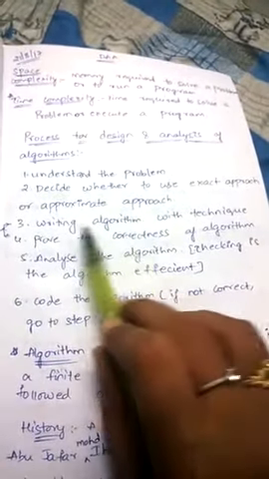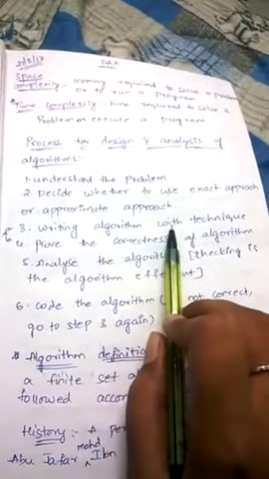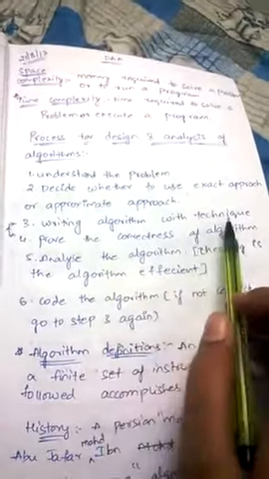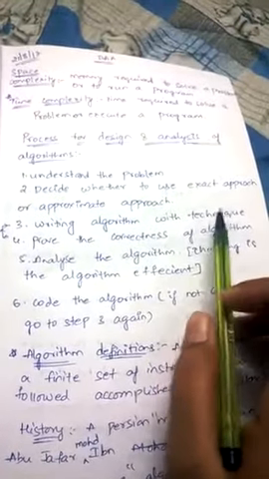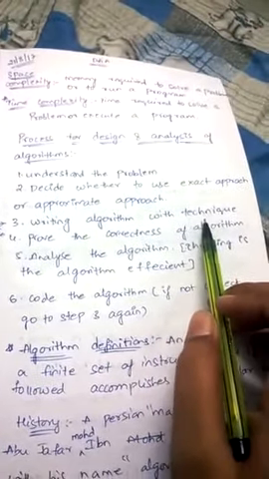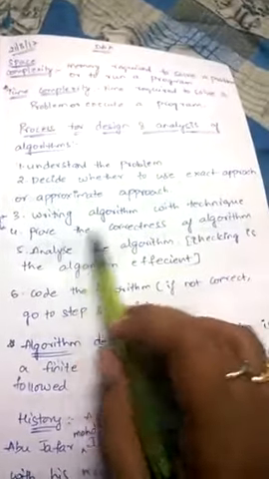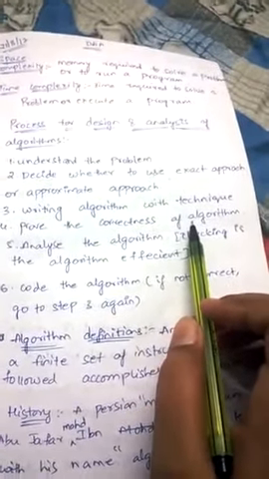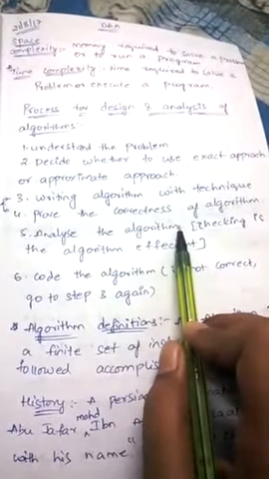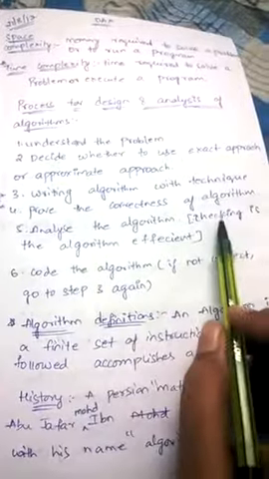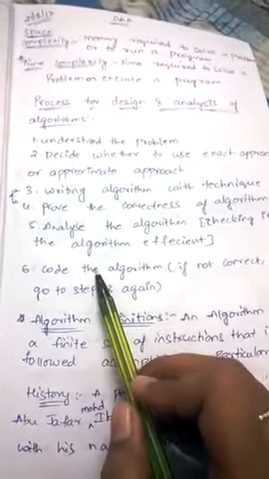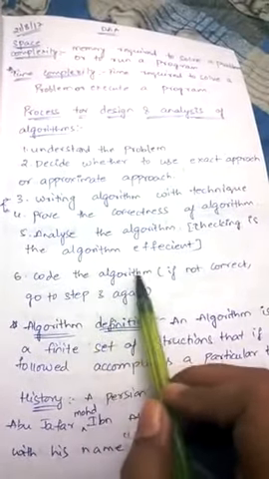Now we should write the algorithm with a technique. Like using a technique, we can write an algorithm, and an algorithm can be written in more than one way. And we should prove the correctness. That means we should prove that the algorithm which has been written by us is correct. Next, we should analyze the algorithm. Analyzing is nothing but checking whether the algorithm is efficient or not. And the last step is code the algorithm.